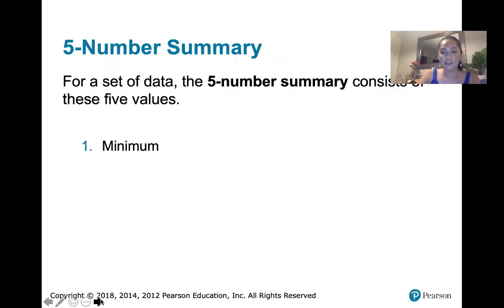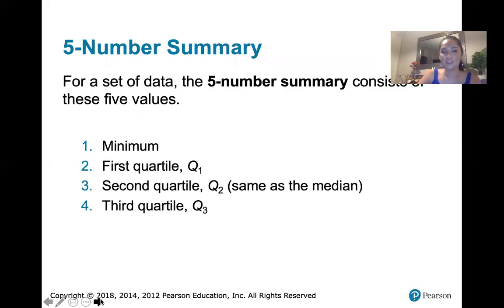So you've got the minimum value, then you look at the first quartile, the second quartile, and the third. And then finally, we have the maximum. So if I have those 5 numbers, that shows me the entire range of values. It shows me the smallest value and the largest value.